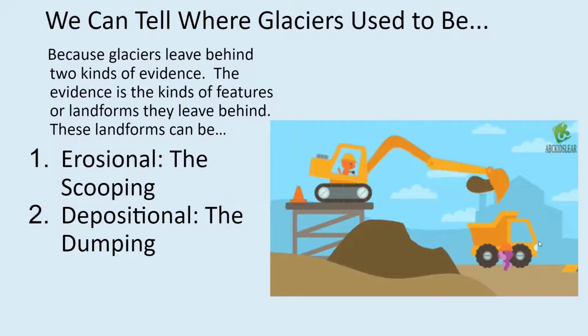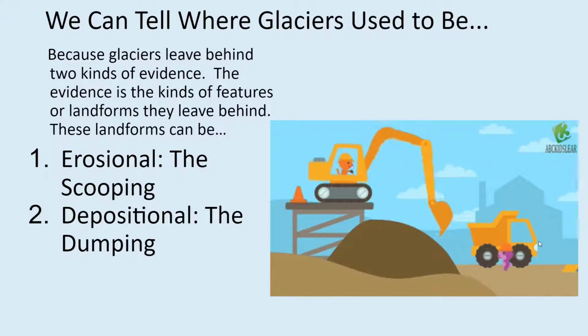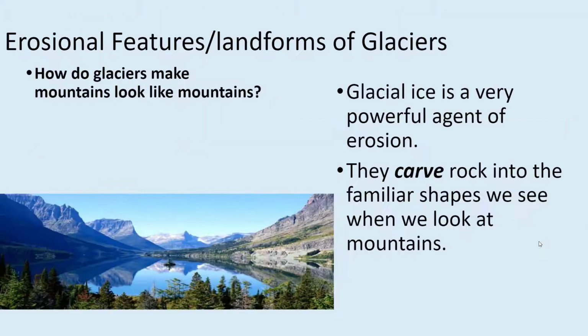Now, I'm using this bulldozer, you guys, as a sort of comparison, an analogy. The erosion, you guys, is the scooping of the dirt that you see in this GIF, and the deposition is the dumping. Now, when it comes to evidence of glaciers, we have evidence of erosion and we have evidence of deposition that tell us there used to be glaciers here. Let's take a closer look.